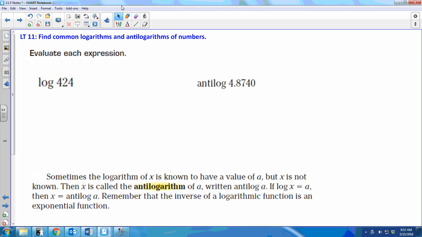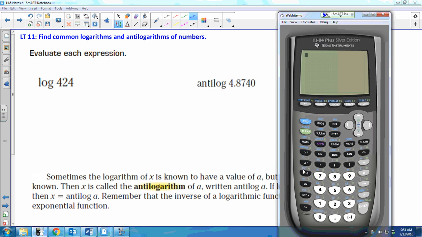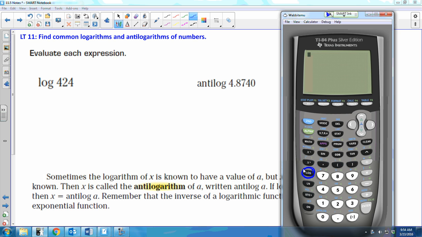In learning target 11, we're just finding common logarithms and anti-logarithms. That's just vocabulary. A common log is a log with base 10. So on your calculator, when you see the log button right here, that is log base 10. It's only log base 10, right? So if it says to find log of 424, you can just use that button because that means it's log base 10.